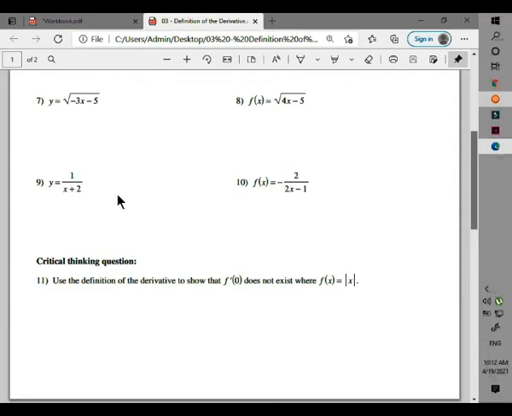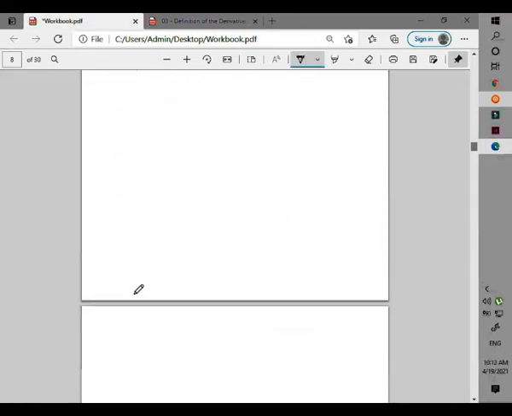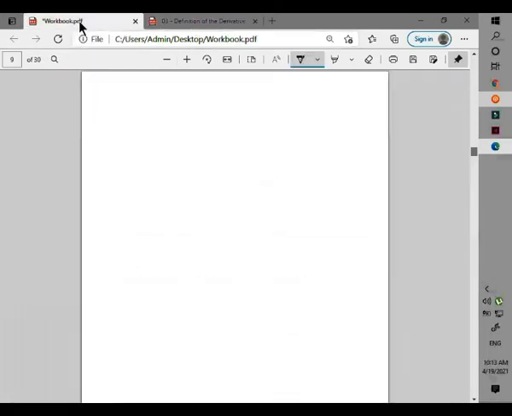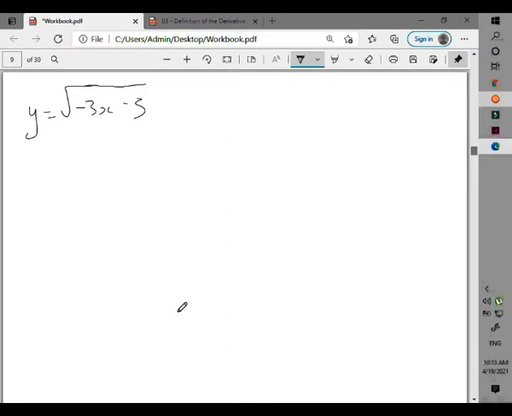Alright, number 7. Let's wind up. Number 7: y is equal to the root of minus 3x minus 5. Can I switch this layout? Alright, great. This is going to be a lot of writing.